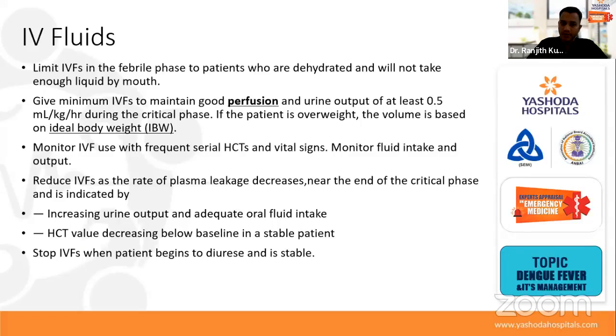Urine output of 0.5 ml per kg per hour should be ensured during the critical phase. If the patient is overweight, the amount of IV fluids required should be administered based on the ideal body weight. A reduction in the IV fluids should be done if the rate of plasma leakage decreases at the end of the critical phase.